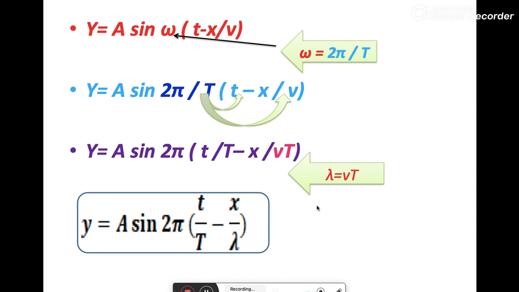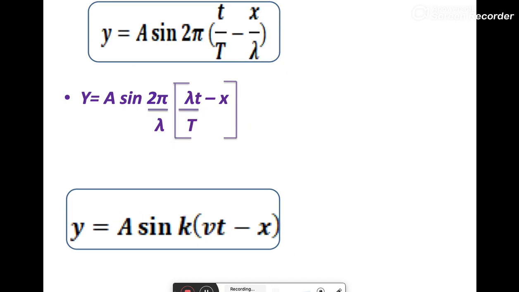See, these are the various forms of wave motion. We can use this equation for our convenience, or we can use this equation to solve some particular problems or some particular numericals. Again, another waveform. Here we have used k is equal to 2 pi by lambda and lambda is equal to vT. Therefore, now our equation of motion becomes y is equal to a sine k into bracket vt minus x.